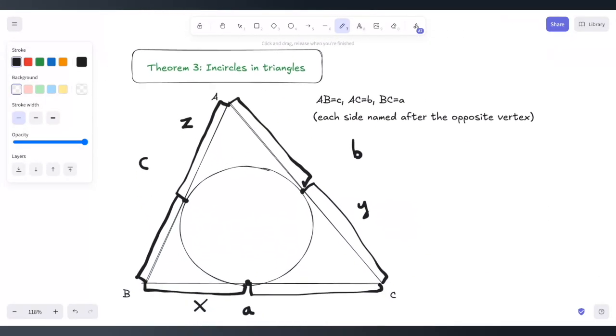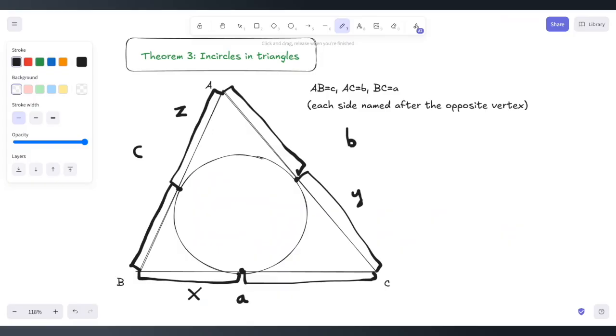Now in theorem 3, we're going to be looking at the lengths formed by the incircle in a triangle. So let's say we have triangle ABC, and we want to find the values x, y, and z in terms of the sides, lowercase a, b, and c. So what I've labeled x here is the distance from B to the in-touch point over here. Now, how can we apply theorem 2? Well, we know that since these are both tangents over here, this is also going to be x, and this is going to be y, and this is going to be z.